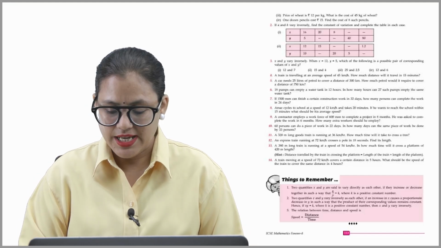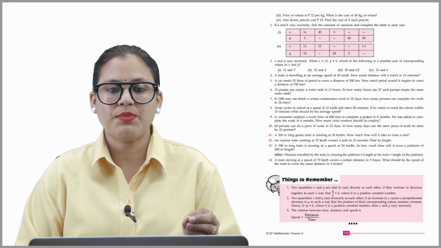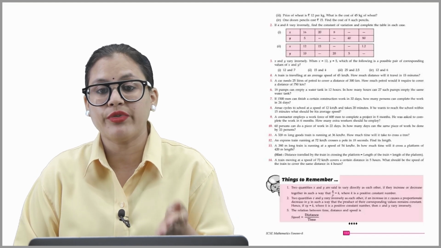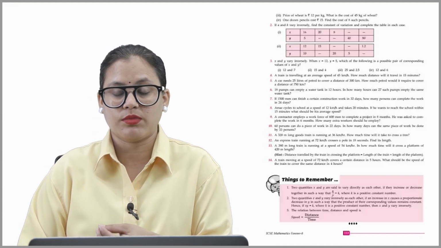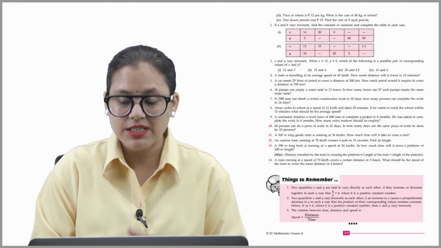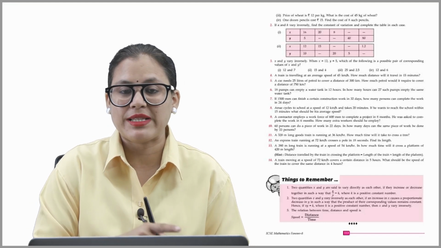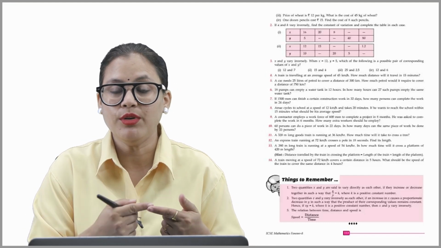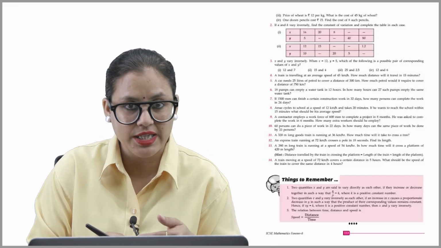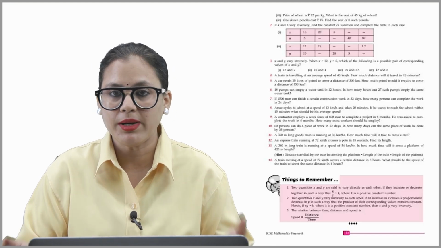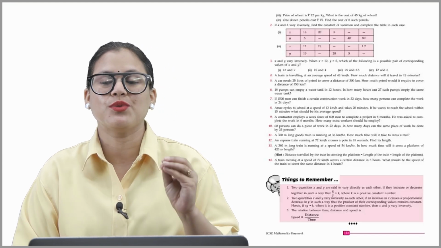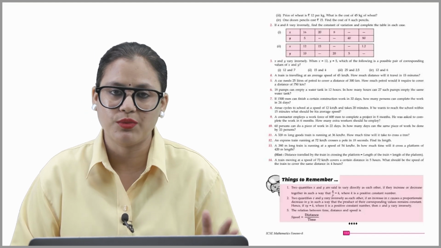Similarly, the next example also. 1 dozen pencils cost rupees 15. We have to find the cost of 8 such pencils. 1 dozen means 12 pencils. The cost of 12 pencils is 15, and if the number of pencils decreases, then the cost will also automatically decrease. So this is also not inversely proportional or inverse variation.